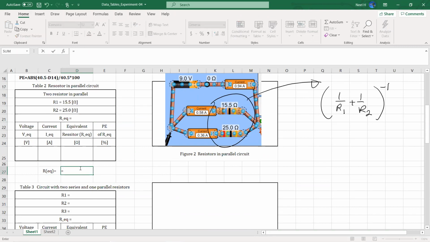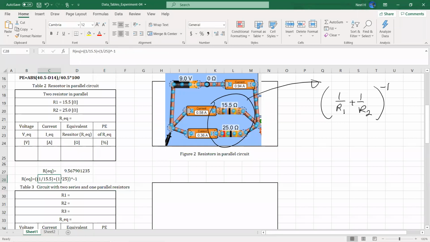Equal sign, parentheses, another parentheses, 1 divided by 15.5, close bracket, plus parentheses, 1 divided by 25, close bracket again, power, shift and number 6 is the power, the hat sign, and minus 1, and then hit enter. Now you can see that number is very different from any other numbers we did. Okay, so this is the command equivalent for this particular case. Just calculate in that previous cell right here on the top.